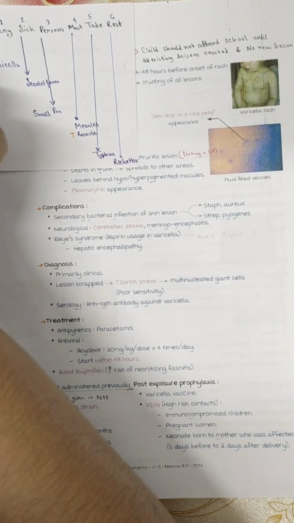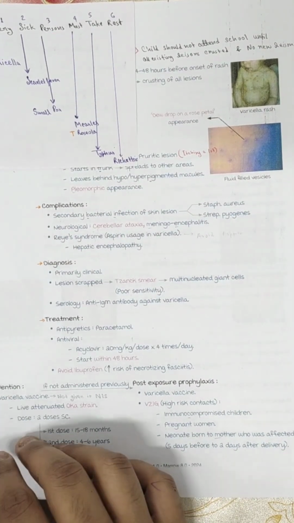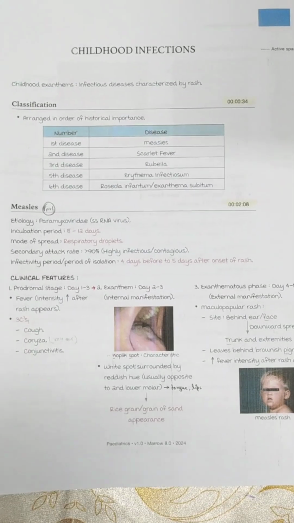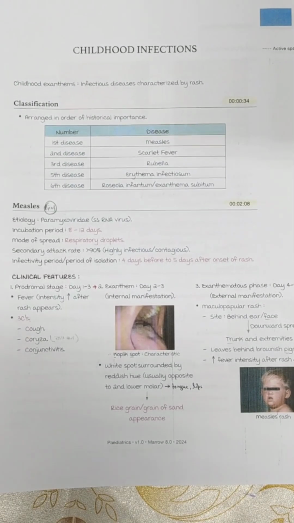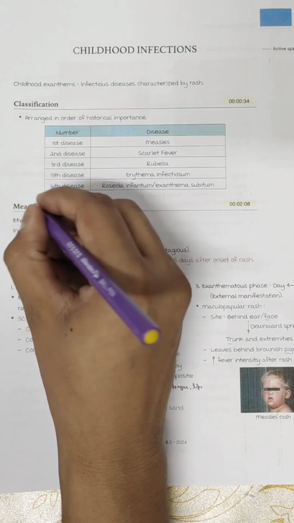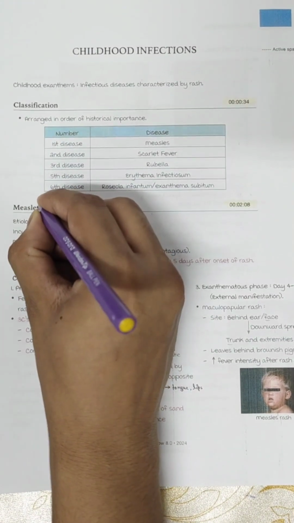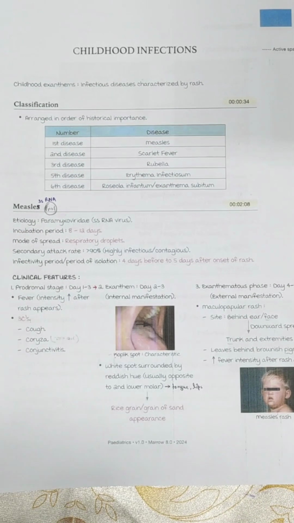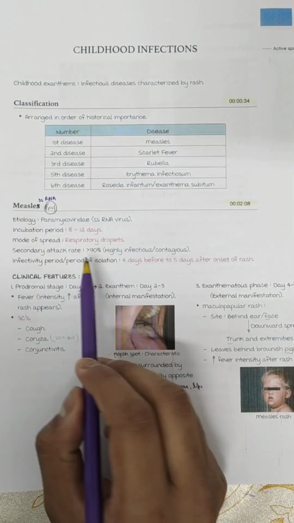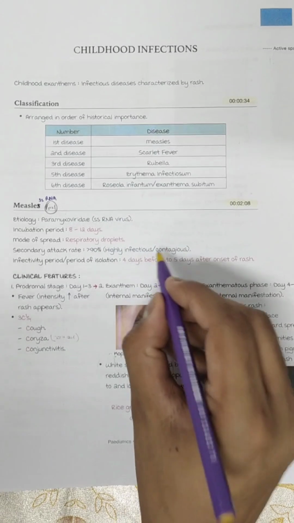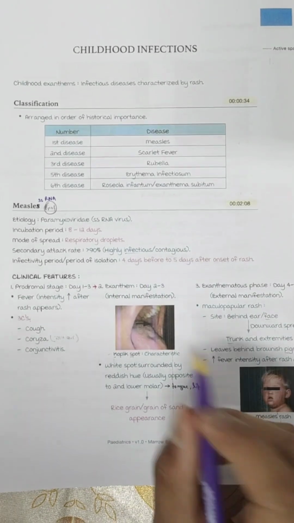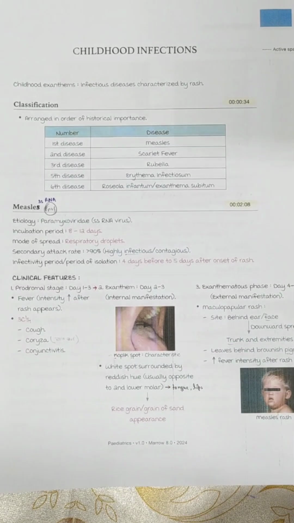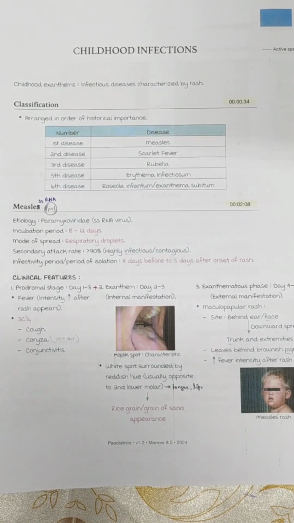Okay, now come to the important stuff. Let's talk about the measles. It is important for prof as well. So measles is a single stranded RNA virus. Mode of spread is respiratory droplets. That's why it is highly infectious and contagious. The infectivity period is 4 days before to 5 days after the onset of rash.